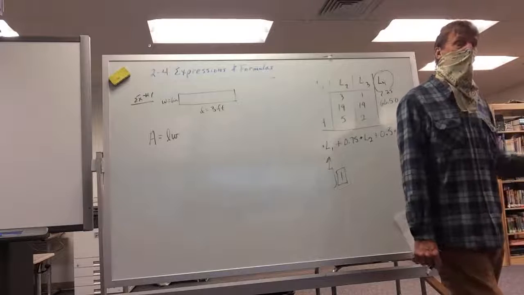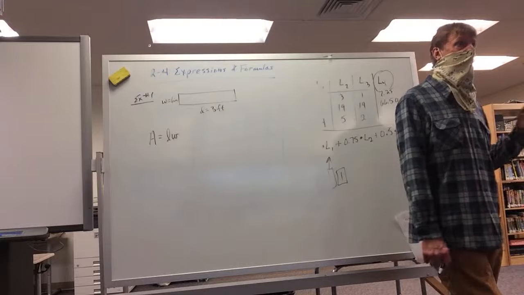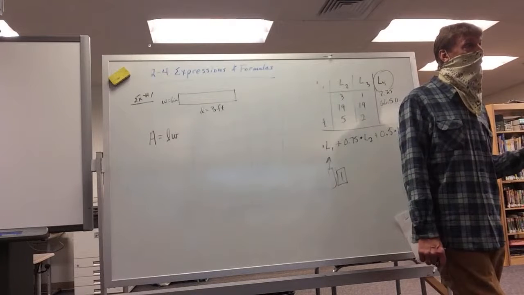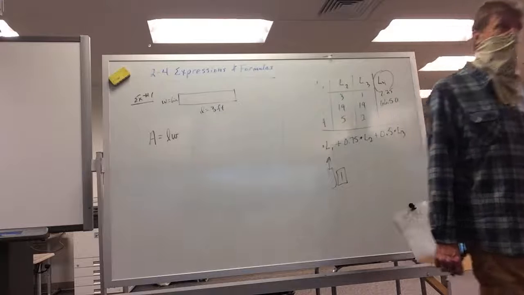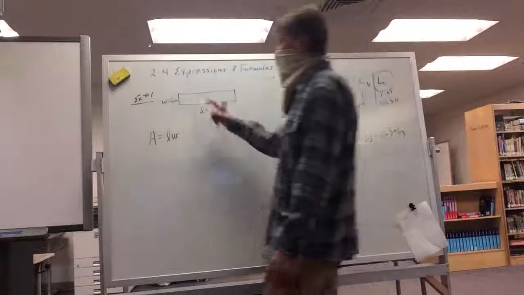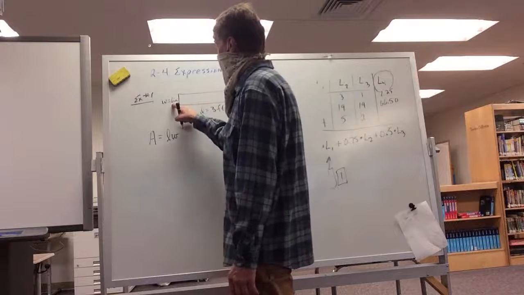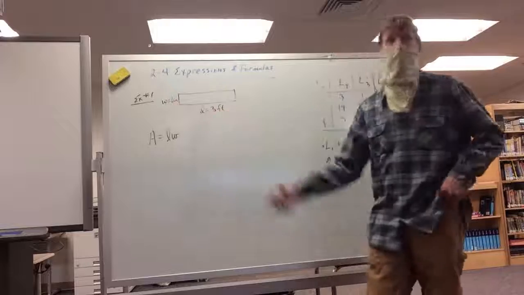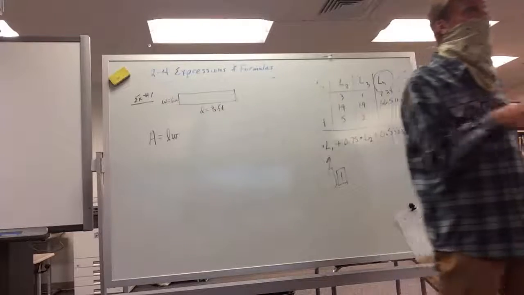And typically we use lowercase l, and we use lowercase w. And for area, we use capital A, that's pretty standard. So when we use formulas, we have to take a look at whether we're using upper or lowercase, because an uppercase L stands for something completely different, as does an uppercase W, as does a lowercase a. So from this right here, we have a length of 3 feet and a width of 6 inches, but we don't have the same units.